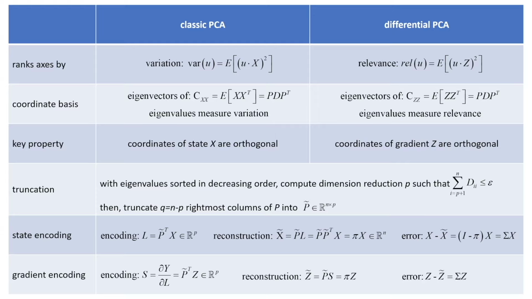Although the implementations of classic and differential PCA are identical except for the covariance matrix, the actual transformation is a very different one, as you have seen in the animation. The projector pi of classic PCA implicitly minimizes reconstruction error sigma x, whereas differential PCA minimizes sigma z. Classic PCA guarantees correct state reconstruction, but it may cause significant loss of risk, whereas differential PCA guarantees correct reconstruction of risk, but it may lose information for reconstructing states.